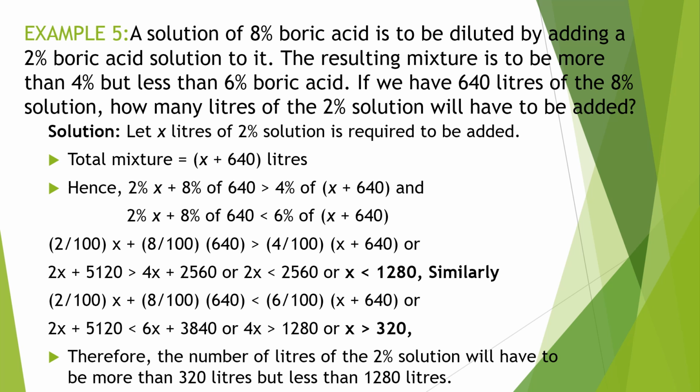Similarly, the second inequality. Now, when these inequalities are simplified, the first thing we get is x should be less than 1280, and from the second inequality we get x should be greater than 320. That means the number of liters of 2% solution that has to be added should be more than 320 liters but less than 1280 liters. This type of example is mostly asked.